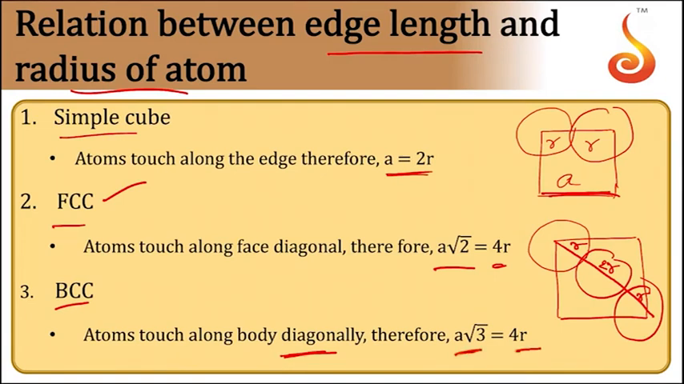So simple cube, a is equal to 2r, face centered cube, a root 2 is equal to 4r, and body centered cube, atoms are touching along body diagonal, and body diagonal is equal to a root 3, and a root 3 is equal to 4r in the case of body centered cube.